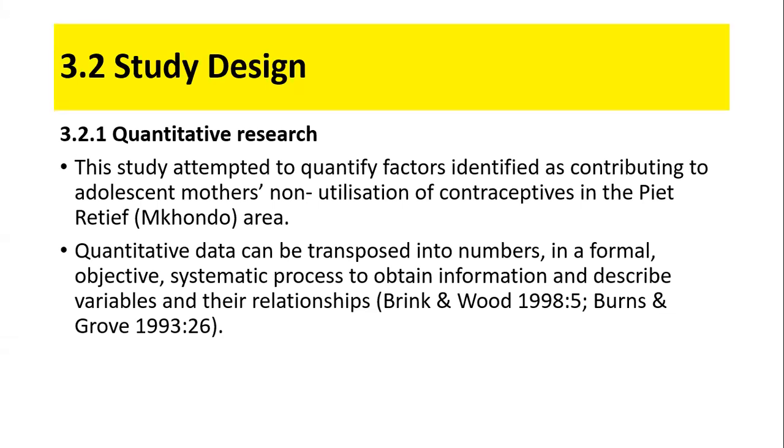The second point: quantitative data can be transformed into numbers in a formal, objective, systematic process to obtain information and describe variables and their relations. Why do we adopt it? What are the benefits of quantitative research? Basically, as we discussed in the beginning, we use numbers. Ideas and attitudes can be transformed into numbers. Finally, by analyzing the numbers with software, you describe the variables, their relationships, and their impact.